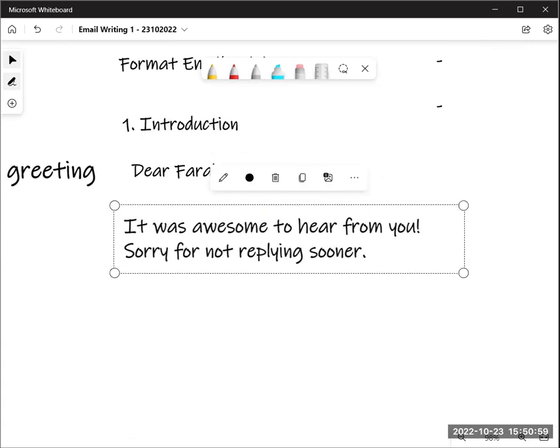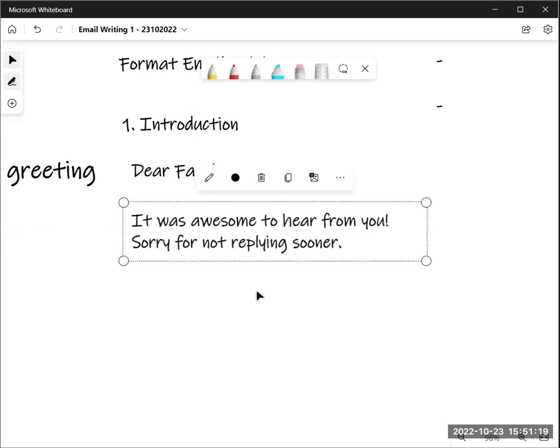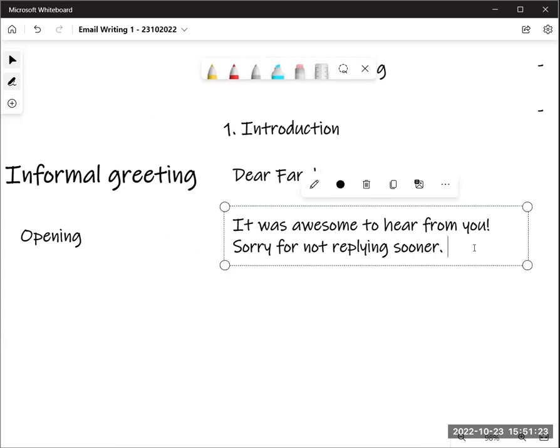Now that's like an opening. You can say this. It's like you're talking to a friend, right? You usually talk to them. So it was awesome to hear from you. Let's say you're replying to another letter, and then you're telling them that, okay, I'm so sorry because I could not reply soon, and now I'm writing a letter. This creates like a bond between you and Farah, which makes it seem real. If you say how are you and how is your family, that doesn't make it feel very realistic.